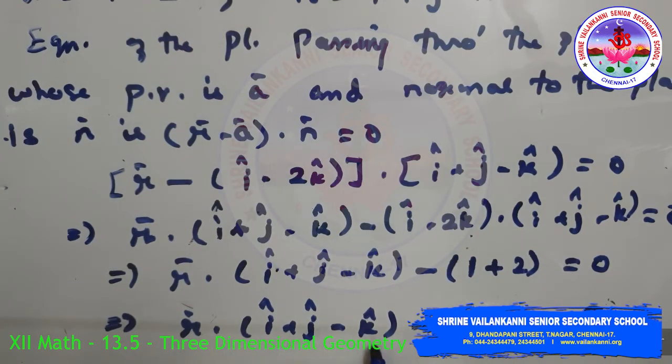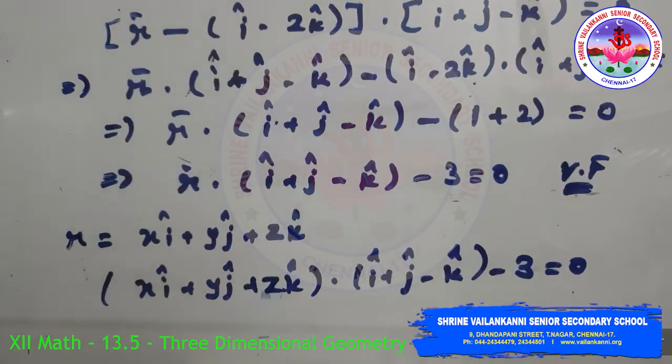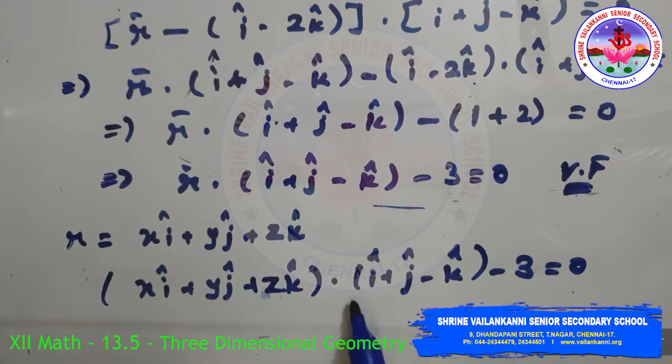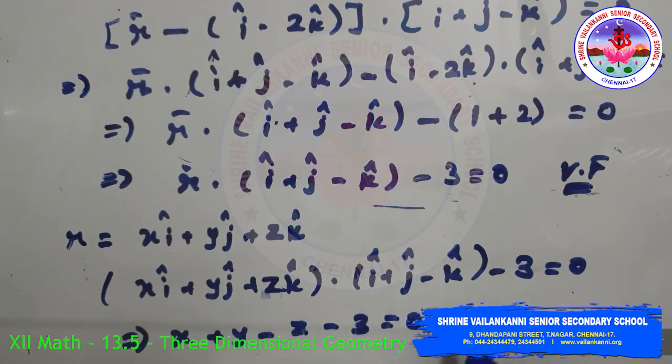r dot (i + j - k) minus 3 equal to 0, which is the required equation of the plane in vector form. Now we have to find it in Cartesian form. Put r equal to xi + yj + zk in the equation of the plane. We get (xi + yj + zk) dot (i + j - k) minus 3 equal to 0. Simplifying this, we get x + y - z - 3 equal to 0, which is the required Cartesian form of the plane.